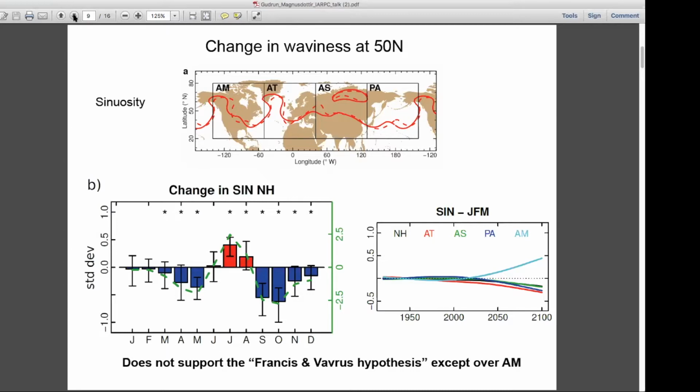So this, for the Northern Hemisphere average and for the sectors, except for the American continent, does not support the Francis-Vavrus hypothesis. But it is interesting how variable it is depending on where you're looking. Next slide, please.